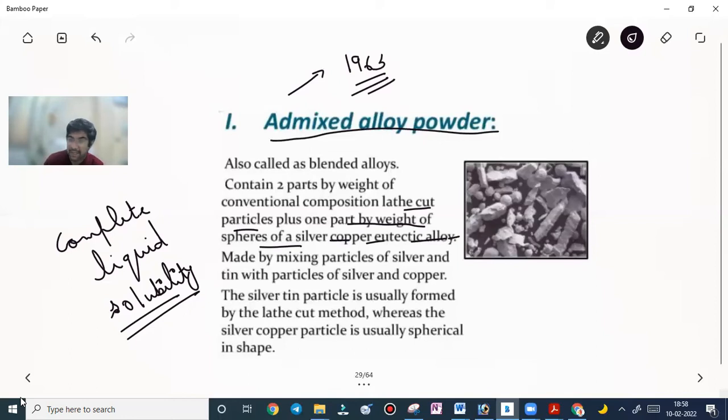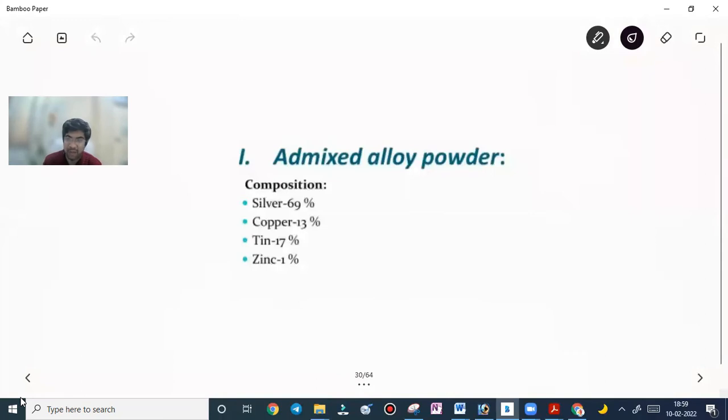The admixed alloy powder can be of 2 types: either regular or traditional admixed alloy, or unicomposition admixed alloy. The admixed alloys usually contain 30 to 55% spherical copper alloy. The total copper content will range from 9 to 20%.